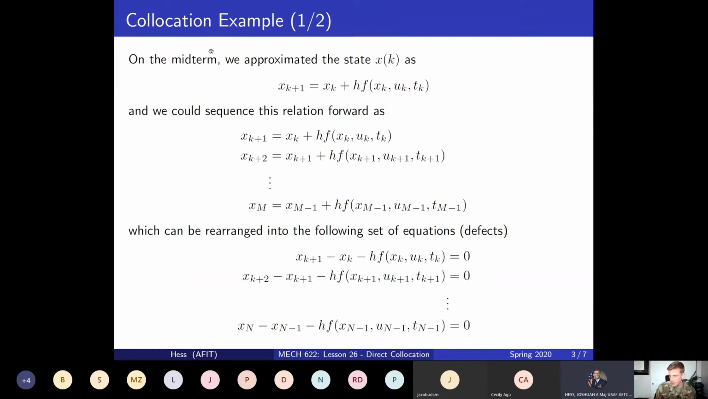And I switched back from the whiteboard to the slides. Can you all see the slides? Yes. Yeah. Yep. Thank you.